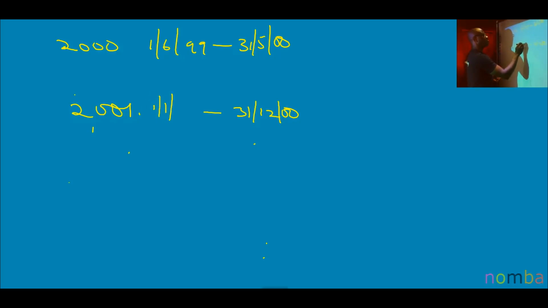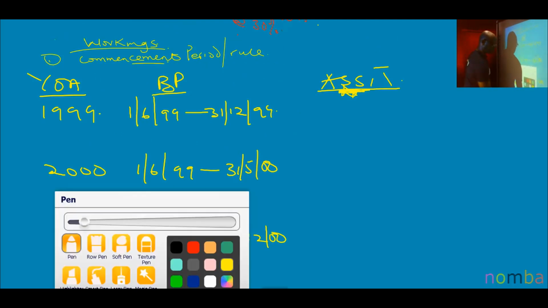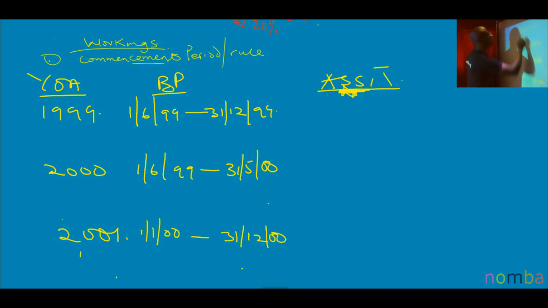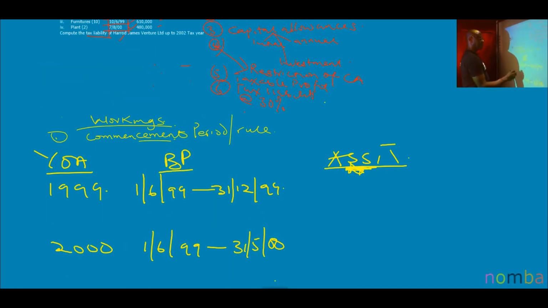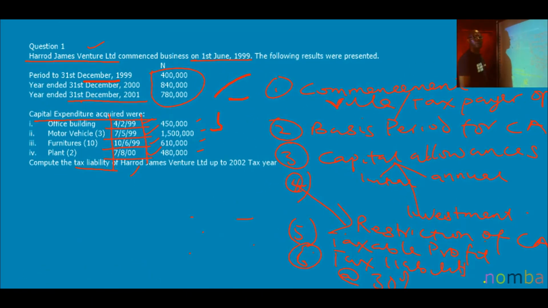1/1/99 to 31st December 2000. That makes it 12 months. So, what do we do? I haven't done that. We'll come back here and then get our assessable profits. For the assessable profit, we will need the information here. 1/1/99 to 31st December 99. If we look at this here, we're having 31st December 99 there.